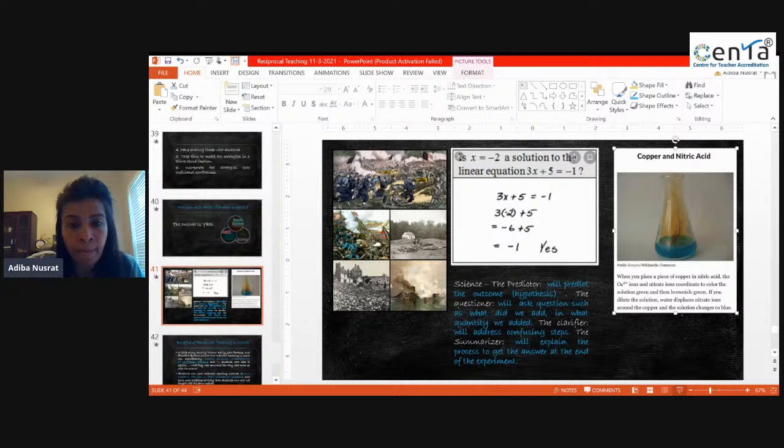Okay, so therefore, on the whole, we can see that reciprocal teaching is like a reading vitamin boost to give energy, stamina, and power to attack any text they encounter.